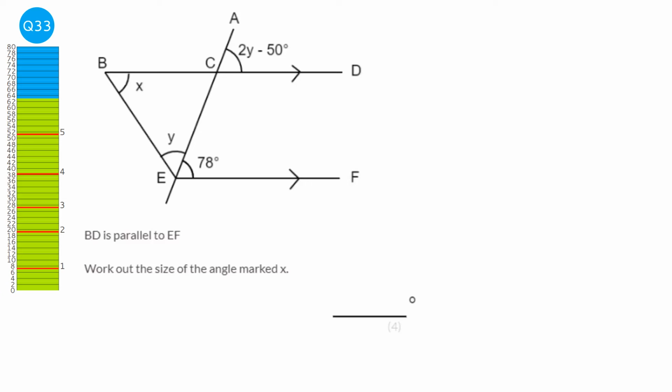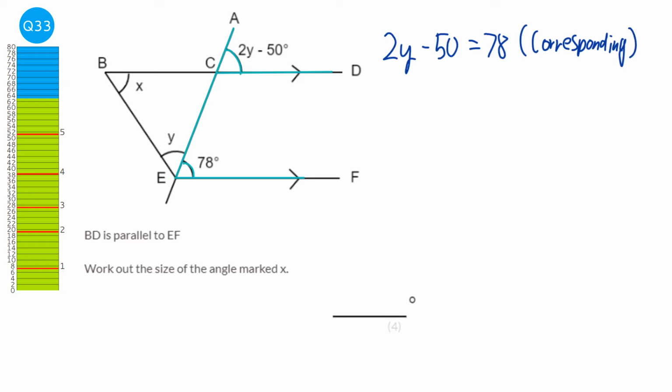To find out what the value of x is, we first of all have to find out what the value of y is. We can notice that we've got 2 sets of parallel lines here, and a line going through them. We've got these F angles, which we have to call corresponding angles. So we know that 2y minus 50 is equal to 78. And we must write down the reason: corresponding angles are equal.